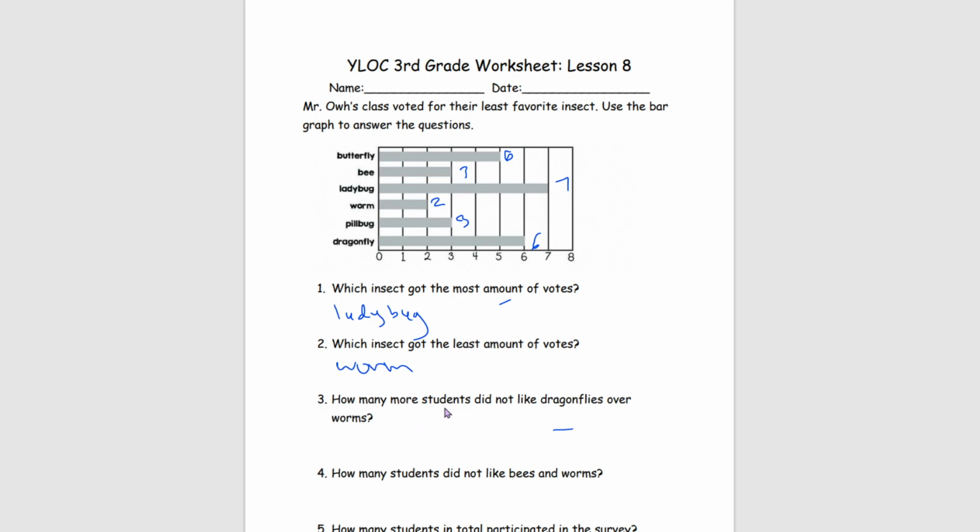For number 3, how many more students did not like dragonflies over worms? So we look at our numbers first. For dragonflies, they have 6 people, so we put a 6 down right here. And the worms, they had 2 votes, so we put a 2. And we just subtract, and we get 4. So 4 more students did not like dragonflies over worms.